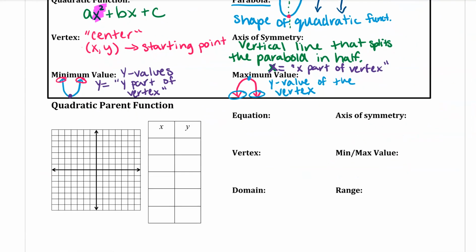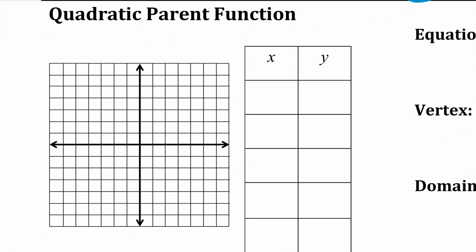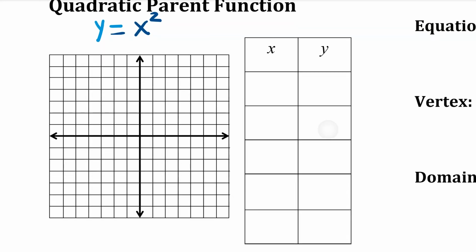Alrighty. Now, most of you know how to graph quadratic parent functions. The quadratic parent function is just y equals x squared. So we do have a table of values, and I am going to go ahead and give you the x's. So use -2, -1, 0, 1, and 2.